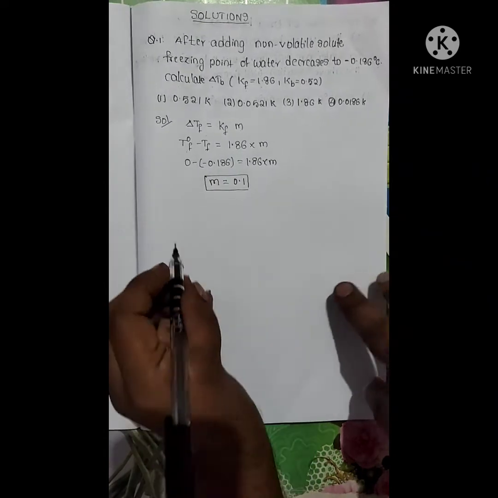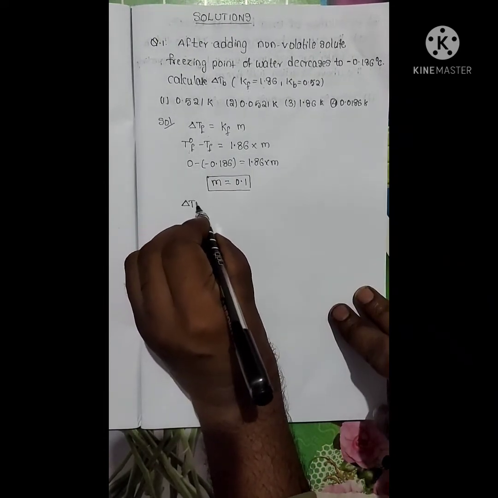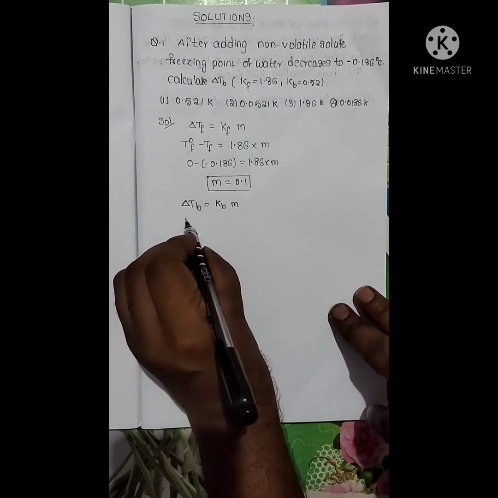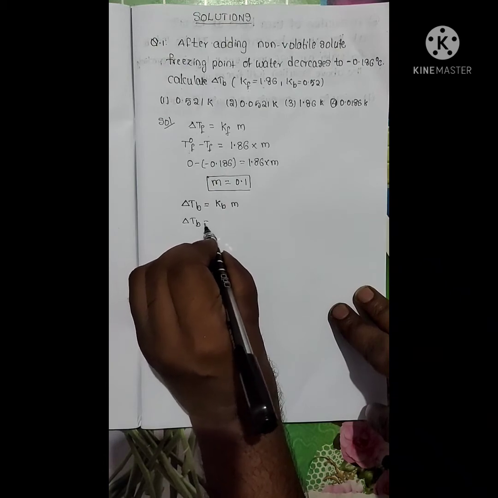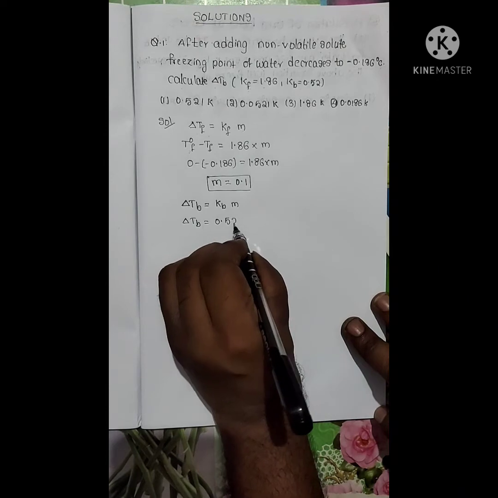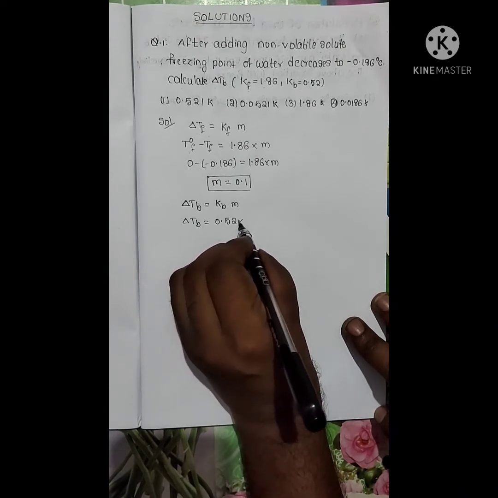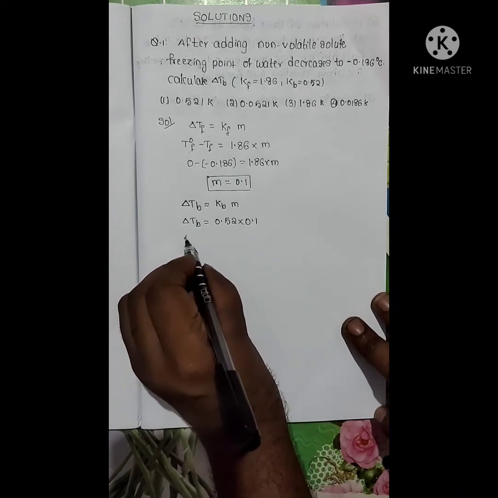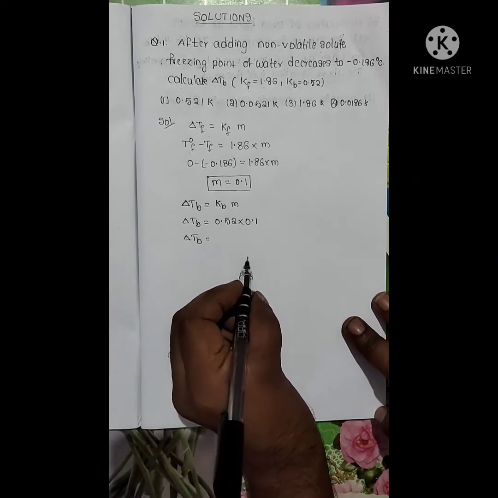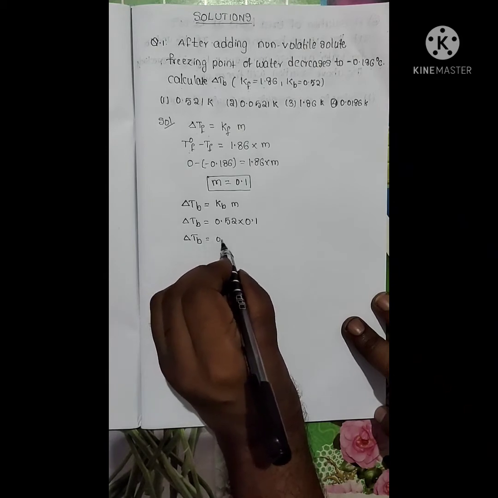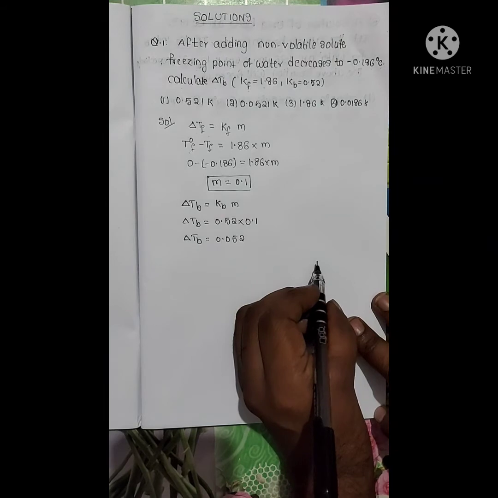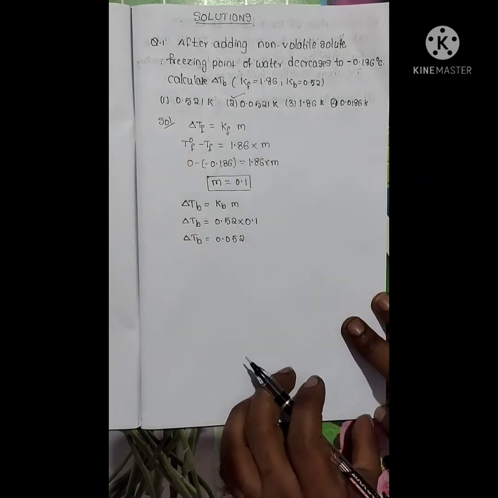After that, delta TB equals Kb into molality. Delta TB equals Kb value 0.52 into 0.1 molality. Therefore, the elevation in boiling point delta TB equals 0.052. That is option 2. Correct. Next.